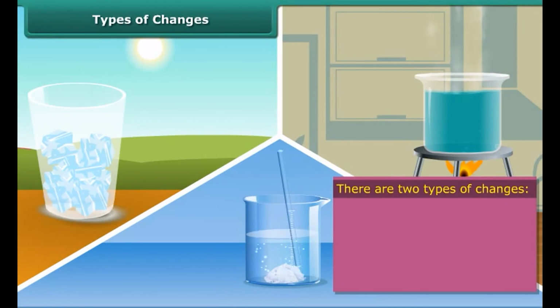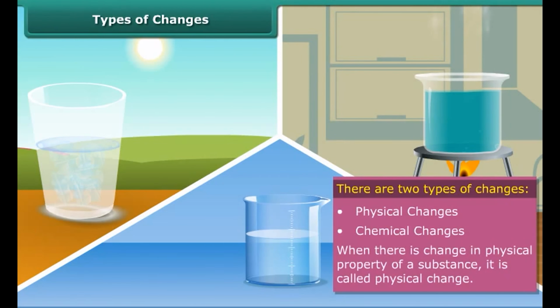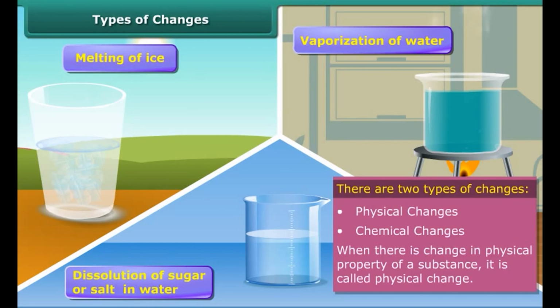Types of changes. Changes are of two types, physical change and chemical change. In this module, you will study the physical changes. When there is a change in properties such as shape, size, color, and state of a substance, it is called physical change. Examples of physical change are melting of ice, vaporization of water, dissolution of sugar or salt in water.